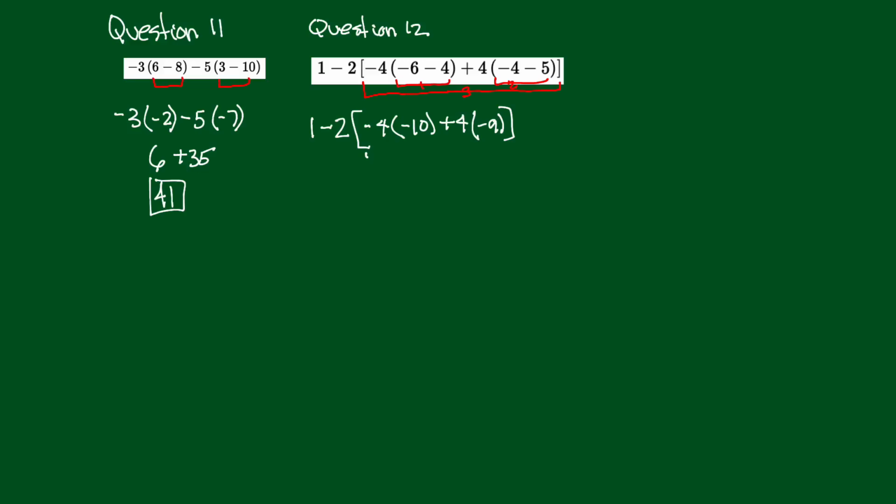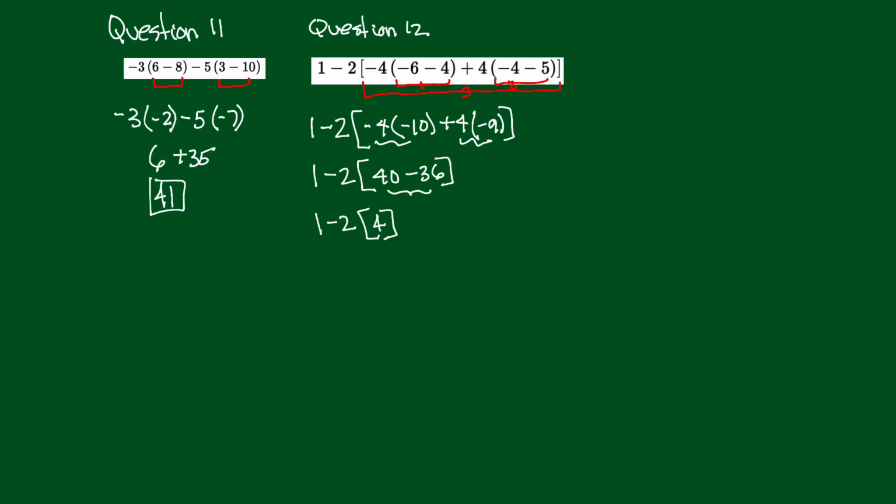Now I'm working in here, so let's make this multiplication. So rewrite 1 minus 2 times, here's what's going in that bracket now, -4 times -10 is +40. And then +4 times -9 is -36. Okay, we're close. I can still do a little bit inside that bracket. 1 minus 2. Now, 40 minus 36 is a 4.